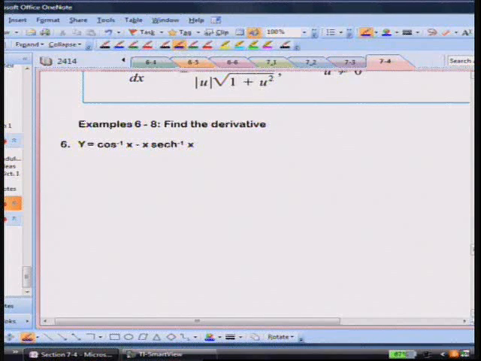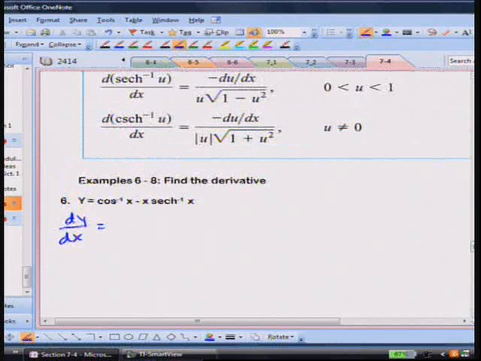For this problem, you're going to want to just go ahead and take your derivative. This one's not going to be so bad, just using the formula. I'm mixing up the regular inverse cosine and the hyperbolic secant, so you have to remember the derivative of the regular inverse cosine.